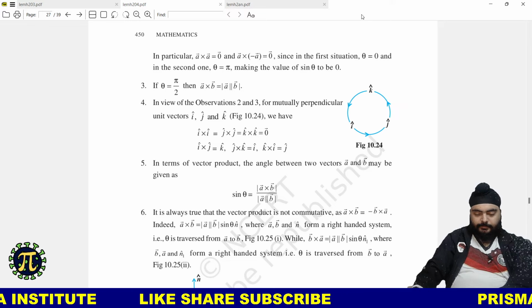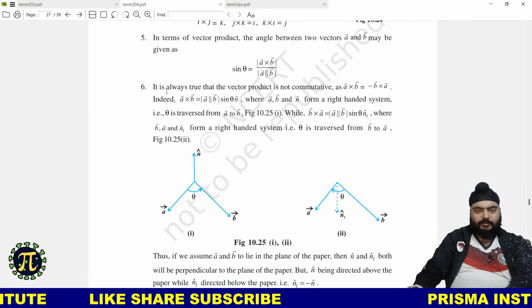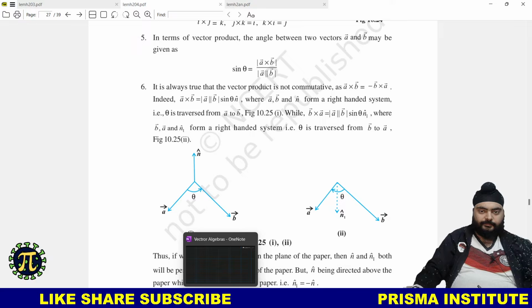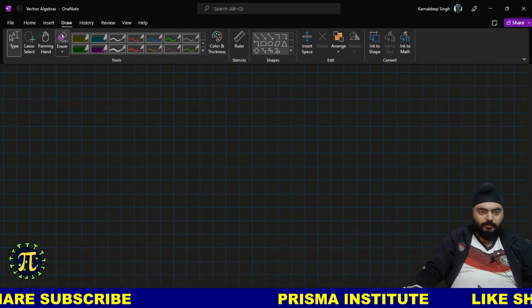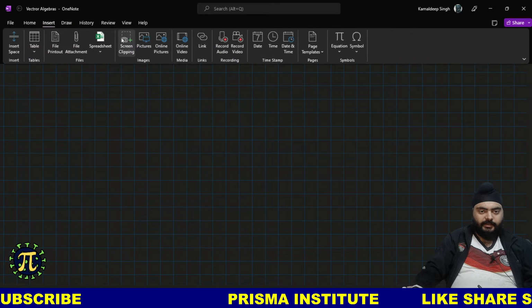So these are some simple results so far. And we defined cos theta in dot product. Now we can define our sine theta.